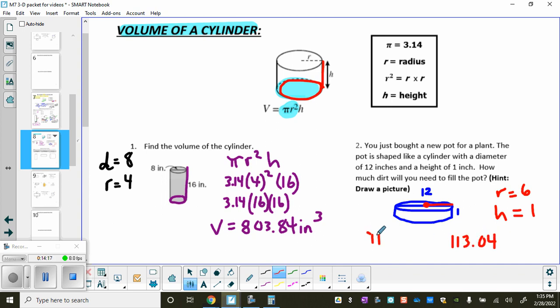Remember again, pi r squared would tell me the area of the circle. And then I'm going to multiply by h to fill up the 3D thing. This was in inches, so we're going to do cubic inches. And we're done with that problem.